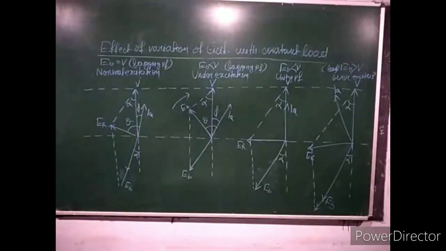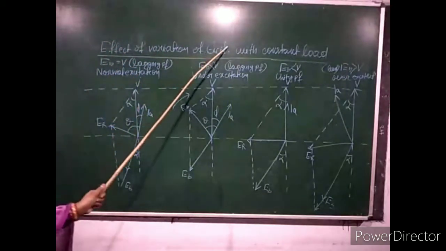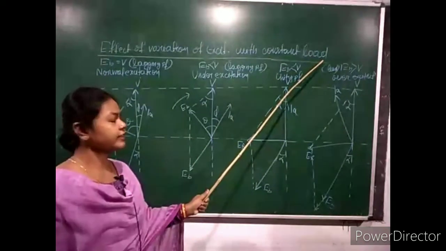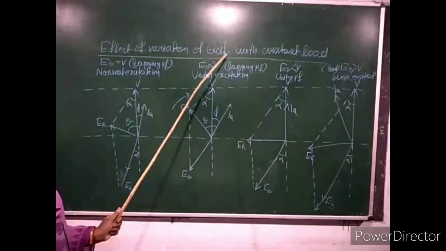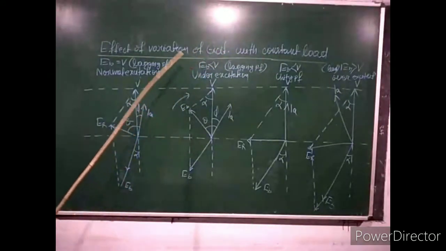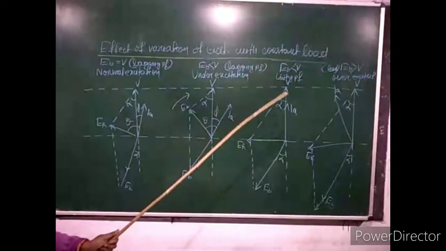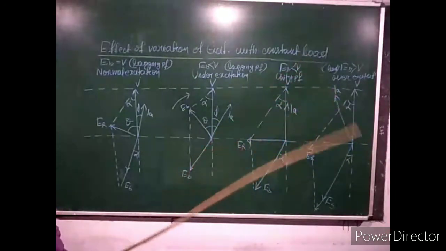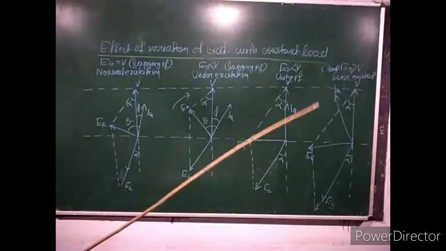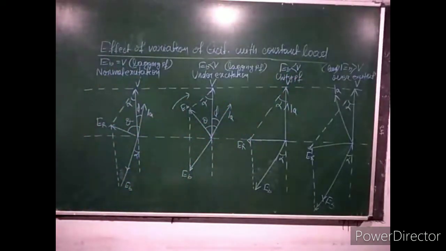Next, we will discuss the effect of variation of excitation with constant load. In the previous case, we saw the variation of load with constant excitation. Here, just the opposite, we see the effect of excitation at constant load. Excitation means increasing or decreasing the field current, with constant mechanical load. What is its effect? Assume the synchronous motor is such that by changing the field excitation, it can operate from lagging power factor to leading power factor.